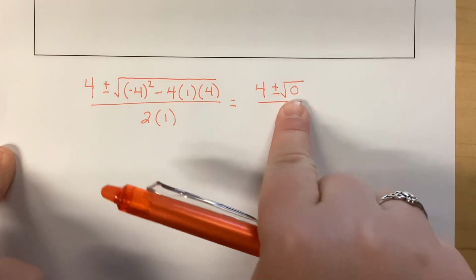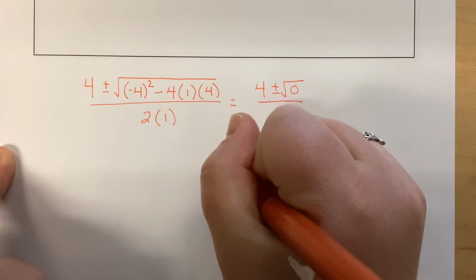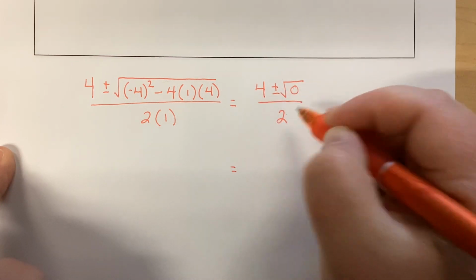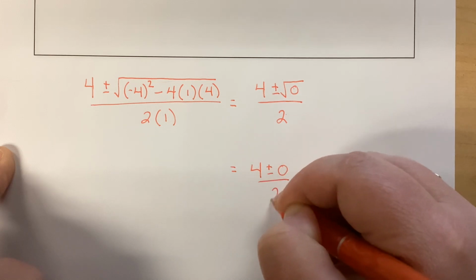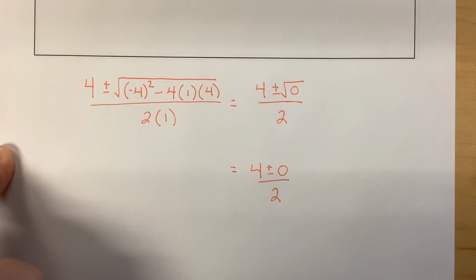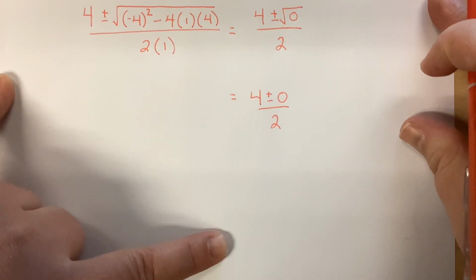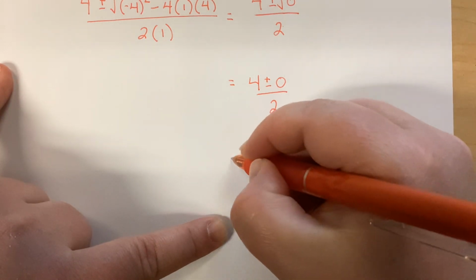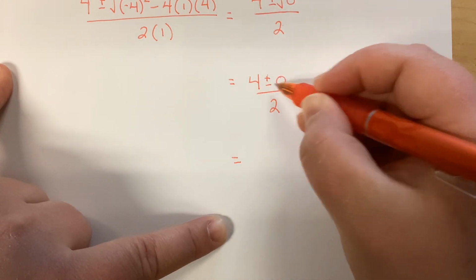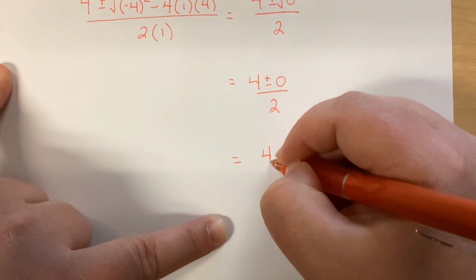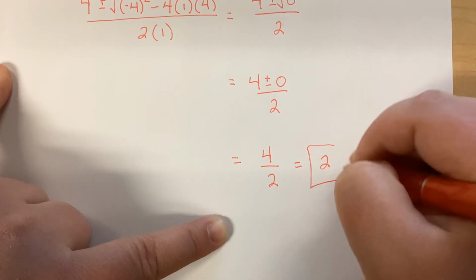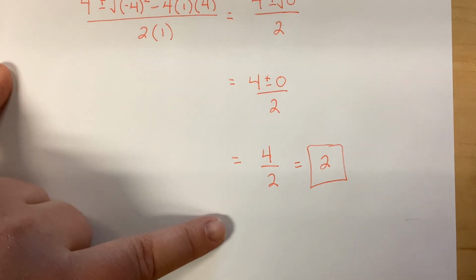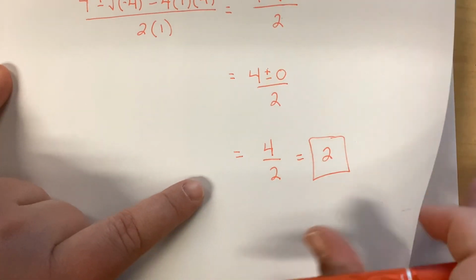Now, we got lucky. The square root of 0 is just 0. So now I have 4 plus or minus 0 over 2. But if you know anything about the number 0, it doesn't change the value of anything when you add or subtract it from something. So we're only going to get one answer. 4 plus 0 is 4, and 4 minus 0 is 4. So it's 4 over 2, which is just 2. So the solution to this problem is 2. Let's try another.